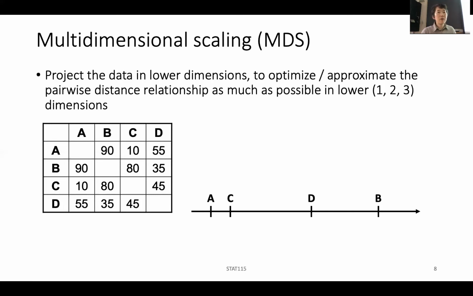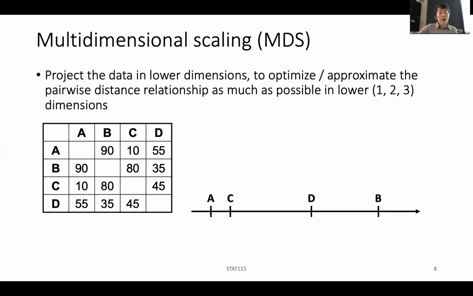This is easy when you have only 2 samples, but imagine you have 100 samples and the distance is calculated with pairwise distance. When you try to draw this in a single dimension, you may or may not be able to capture all the distance. There will be some discrepancies, but this algorithm will try to approximate or optimize the pairwise distance relationship as much as possible.